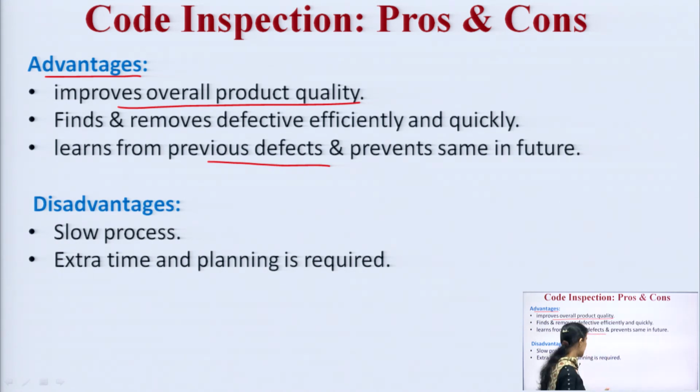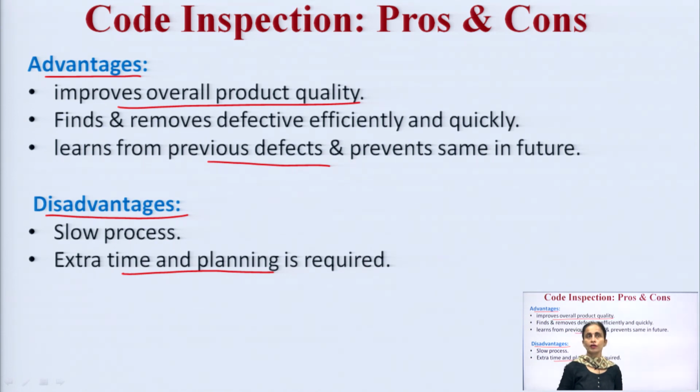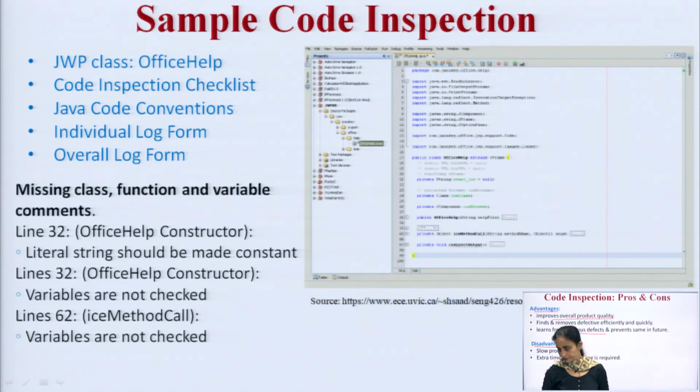Then the disadvantage: as it has 5 to 6 phases, it is a very slow process, and every phase requires some time and planning. So, that again is the drawback, that it requires extra time and planning while doing this code inspection method.